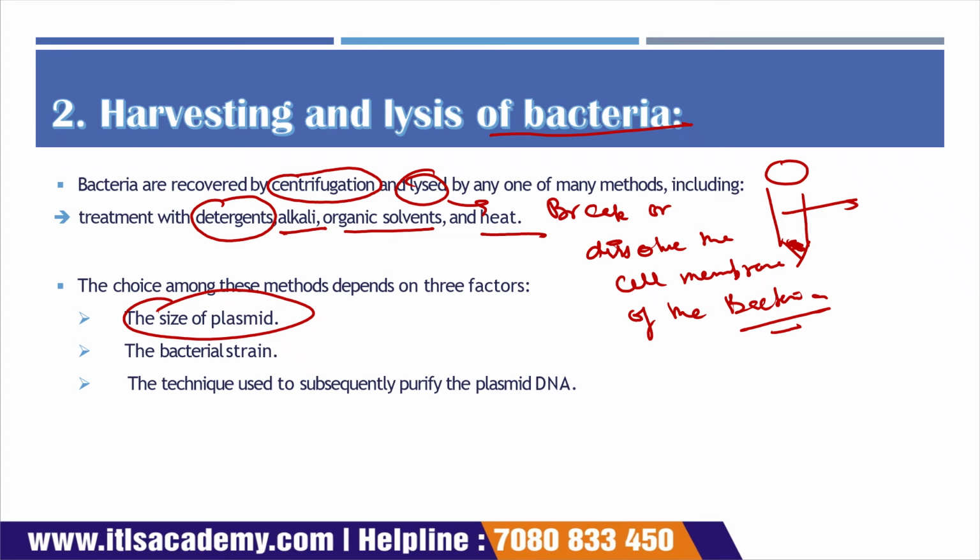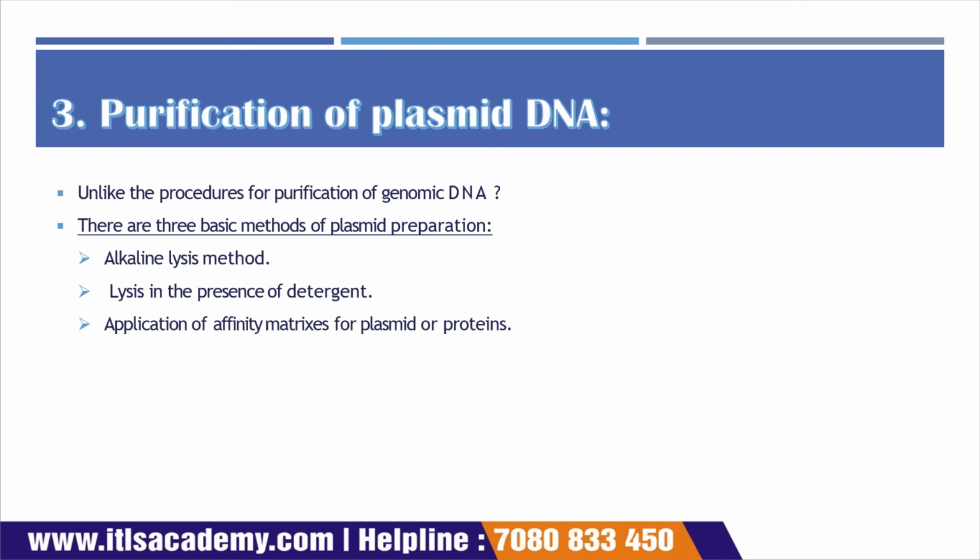This is very important, which totally depends upon the choice of the method for the treatment of lysing. The second one is your bacterial strain, which type of bacteria we are using. And the third one is the technique used for the subsequent purification of the plasmid DNA. So these three factors depend on the choice. Then the purification of the plasmid DNA also involves three basic methods.